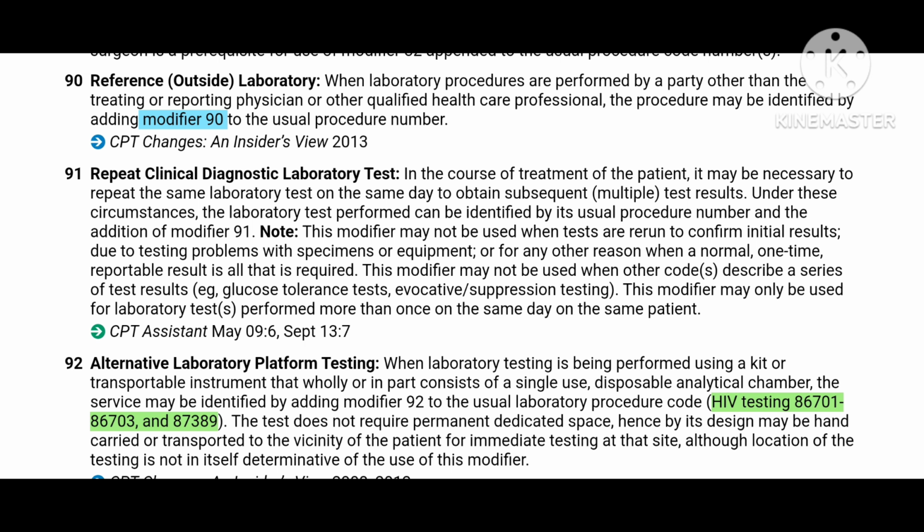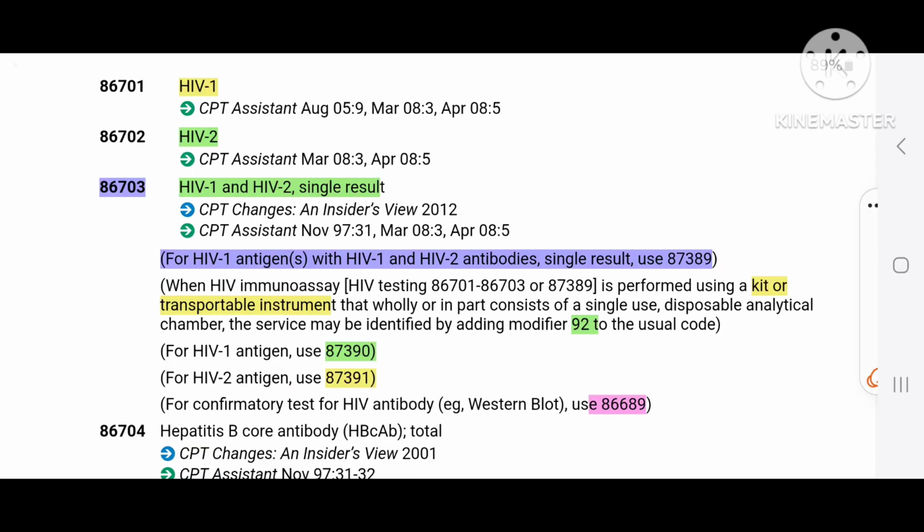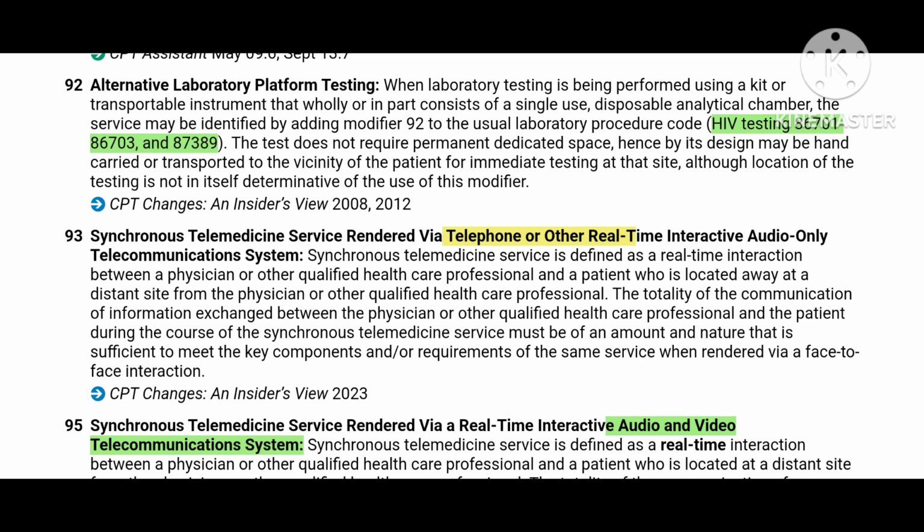Next is 92. Alternative lab platform testing. This also will be used with the pathology chapter. Under HIV testing, we have seen this modifier 92. Alternative lab platform testing. For example, we are doing some test, but it is not done with the proper lab technique. I am doing it with some alternate methods.